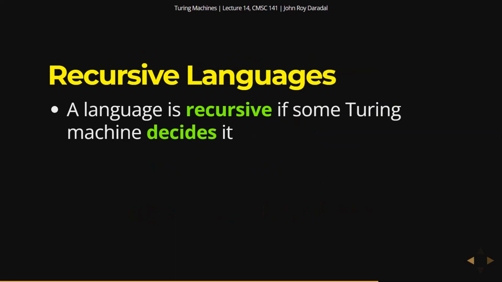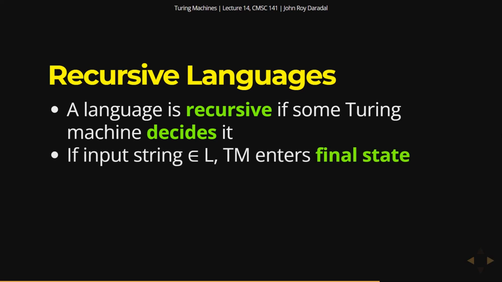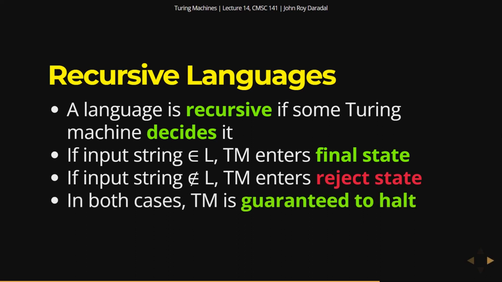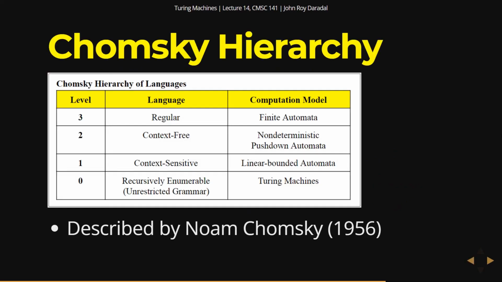Okay. For recursive languages, it's more straightforward. A language is recursive if some Turing machine decides it. So it's a decider Turing machine. If the string is part of the language, then it will enter the final state. If it's not part of the language, then the Turing machine will enter the reject state. And in both cases, the Turing machine is guaranteed to halt. So just wait for it to stop and eventually it will be decided whether it's accepted or rejected.